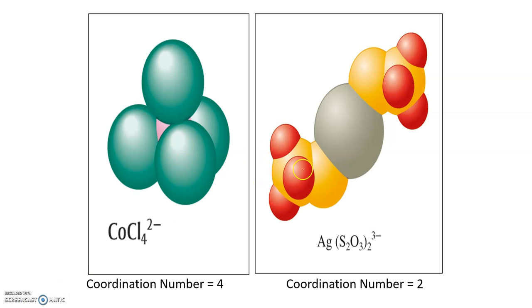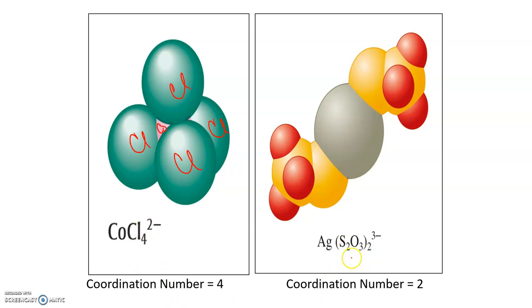So here's just a picture of what these complex ions look like. This one, CoCl4 with a 2 minus. You can see this purple atom in the middle is the cobalt, and it's surrounded by the 4 chloride ions, giving its coordination number of 4.